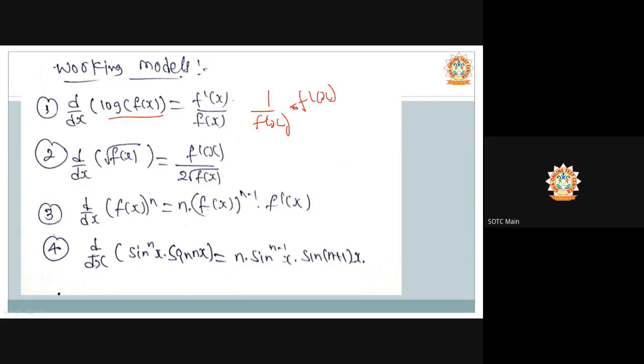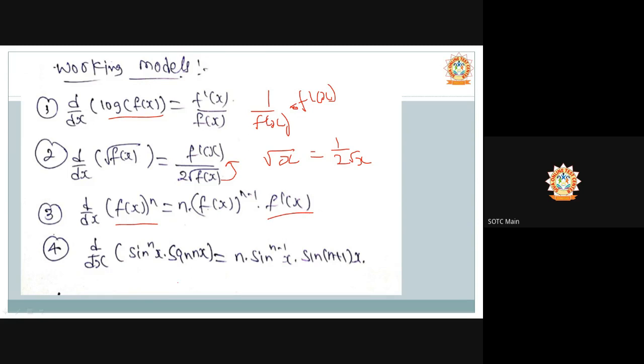Next, dy/dx of under root f of x. It will come basically differentiation of root x, which is 1 by 2 root x. Similarly, in the place of x it is f of x, so that is 1 by 2 under root f of x, and take the differentiation of this f of x again, f dash of x. Next, in case of dy/dx of f of x whole power n, that is x power n format, n into f of x whole power n minus 1 into again take the differentiation of this f of x.